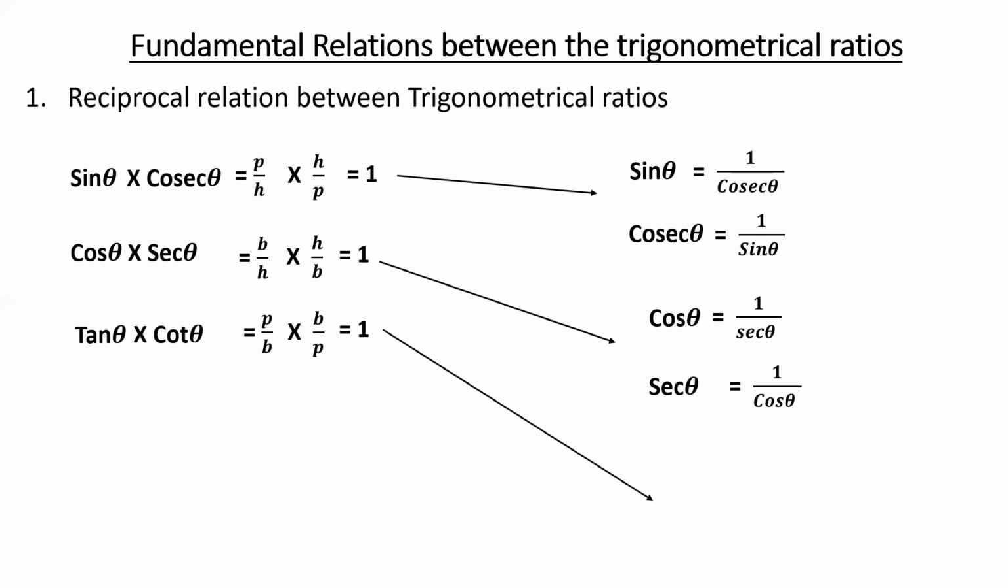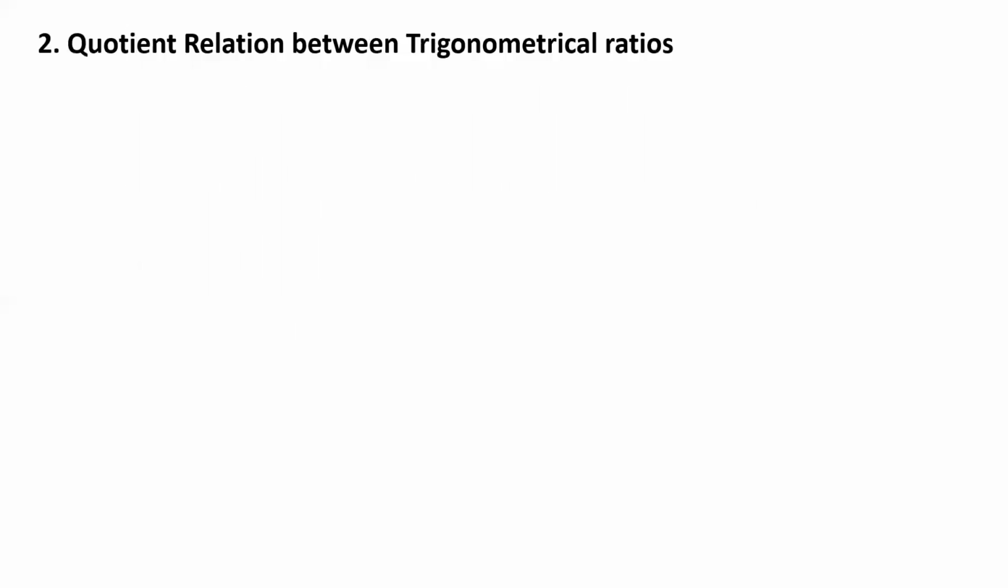And the next thing is, what is tan theta? Tan theta is 1 by cot theta. And what is cot theta? Cot theta is equal to 1 by tan theta. So these are all reciprocal relations you can see here. Okay, and let's talk about the quotient relations between the trigonometrical ratios.